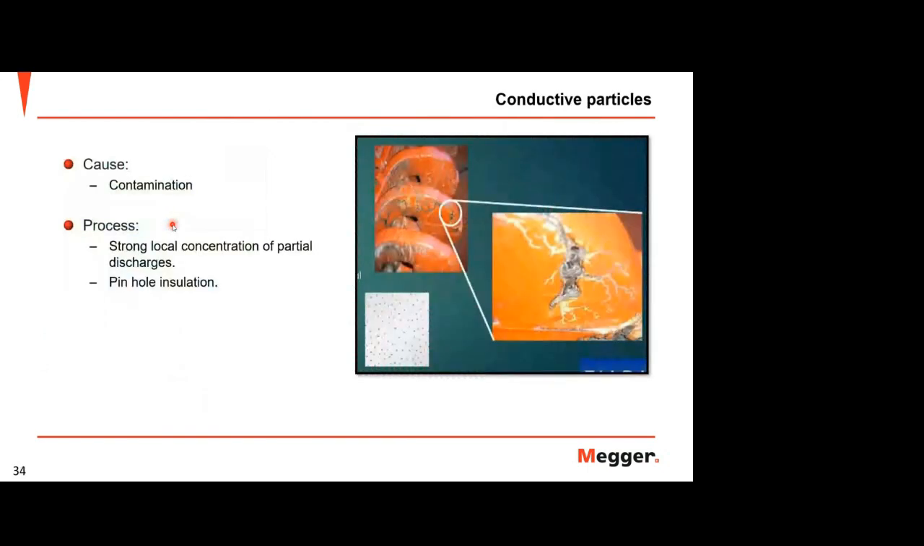And this one, conductive particle, especially small particles, for example, due to contamination of the winding, may result in strong local concentration of partial discharge. This may result in a pinhole in the insulation. So this is the example of the conductive particle. And okay, those are some partial discharge examples.